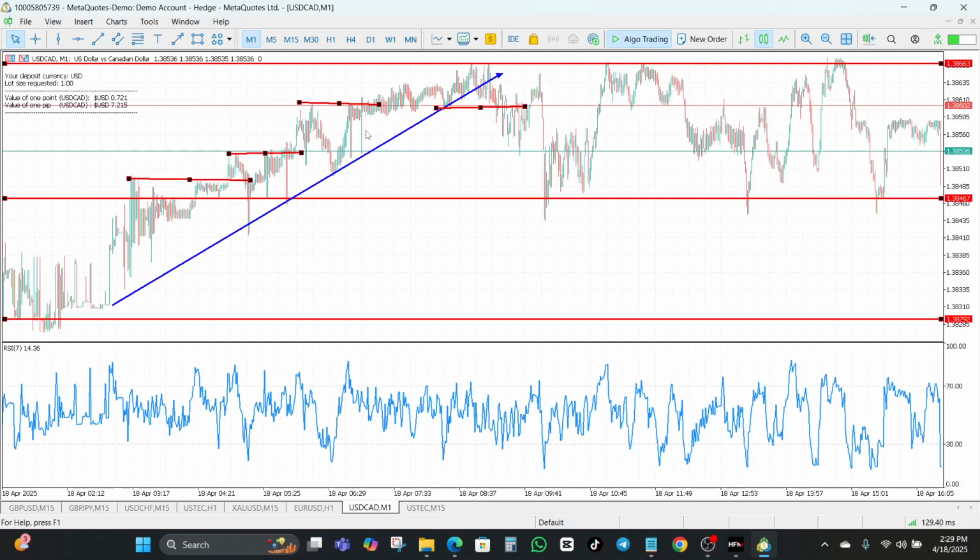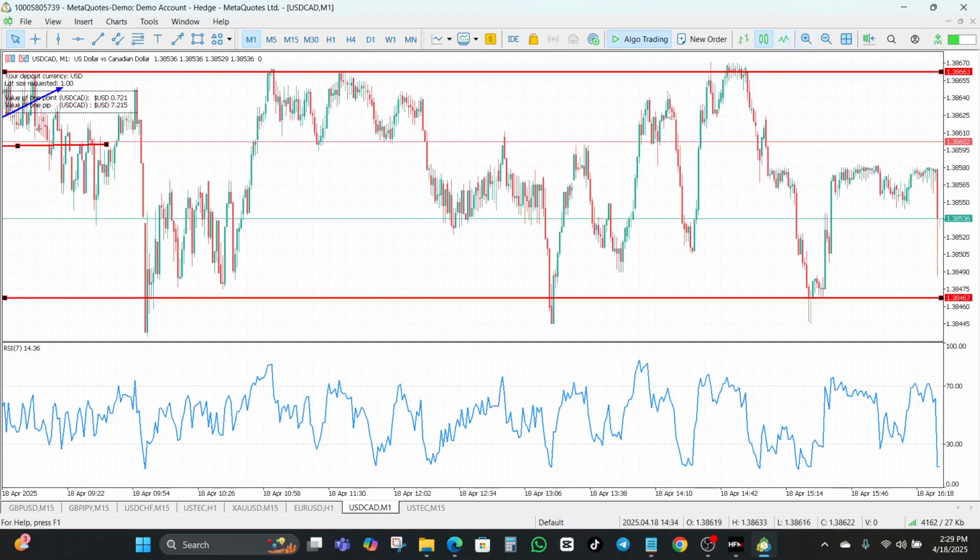Exits also matter just as much as entries. So you don't want to exit emotionally. Exit based on structure. All right. So you should be watching out for price hitting an opposing structure. You should be watching out for a clear shift in candle momentum. So if you are having a bullish momentum, you should watch out for a shift from bullish to bearish. All right. And then watch out for RSI approaching overbought zones if it's a buy trade. If it's a sell trade, watch out for RSI approaching oversold zones.